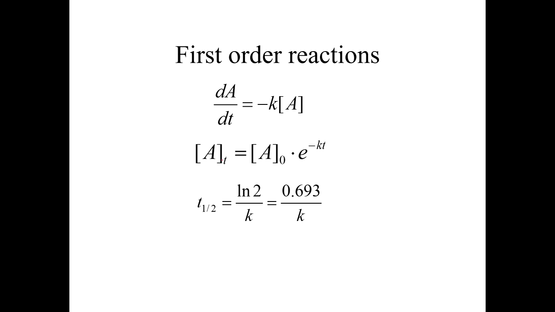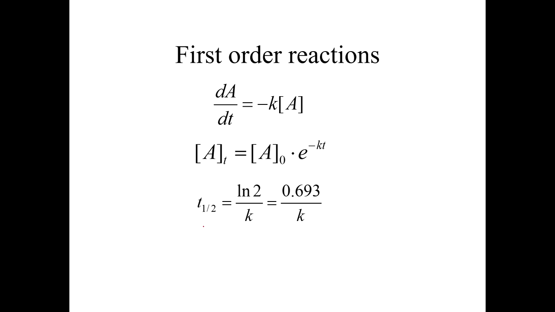So here we are with our first order reactions. The rate law for these is dA/dt, or whatever chemical here is A, the change in the concentration of your chemical over time is equal to minus k, the rate constant, lowercase k, times the concentration of A. And if you remember your calculus, you can integrate this from time 0 to time t, and you get this equation. The concentration of A at time t is equal to the concentration of A at time 0 times e to the minus k, the rate constant, times t, the time.